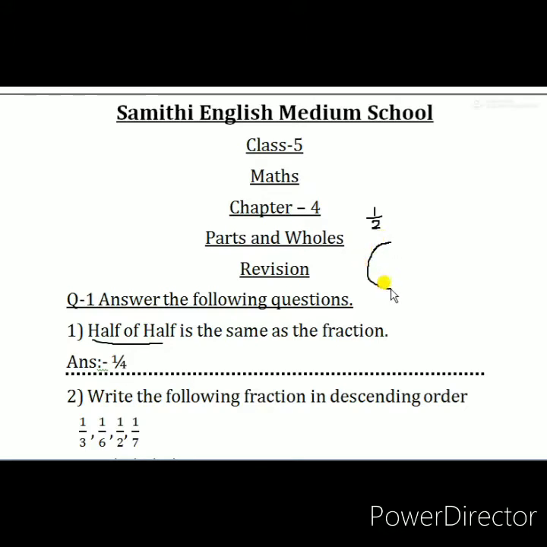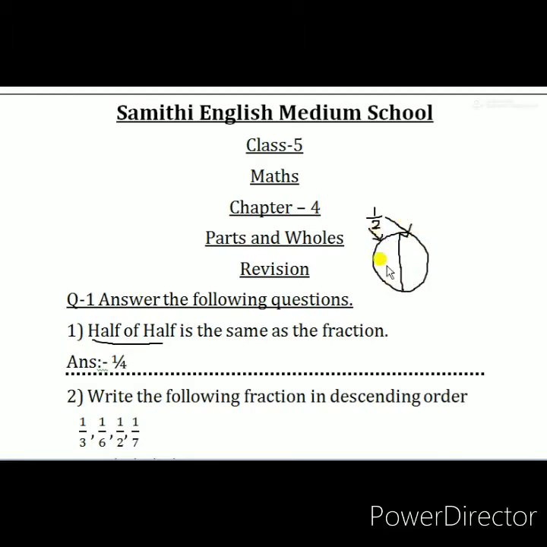See, this is a circle. We can divide this circle into two equal parts. How can we divide this circle? See, I am dividing the circle into two equal parts. Now each part we can call 1 by 2, or half of the full circle. Each part is half of this circle.